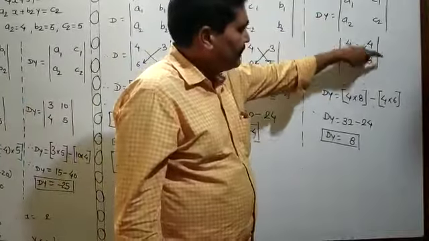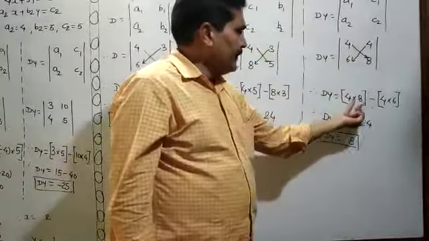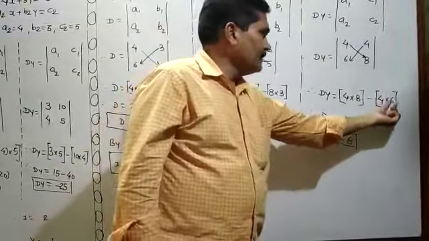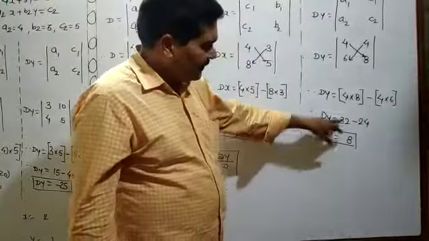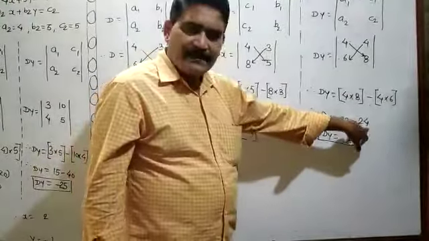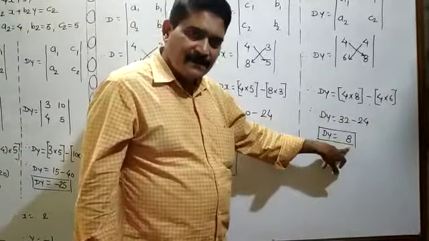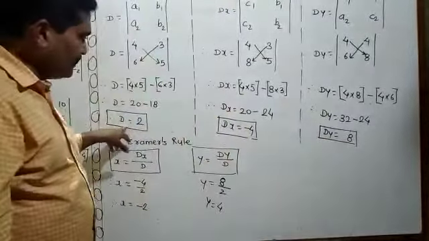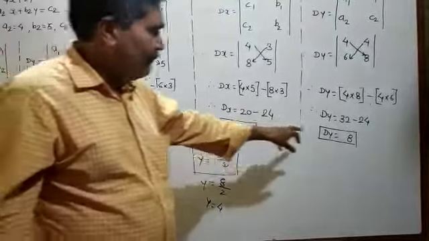Then here also you have to do the cross multiplication. 4 multiplied by 8 and 4 multiplied by 6. 8 4s are 32 and 6 4s are 24. Here from the bigger number you have to subtract the smaller number. This answer will come plus 8. Means we will get the value of d as 2, value of dx as minus 4, value of dy as 8.